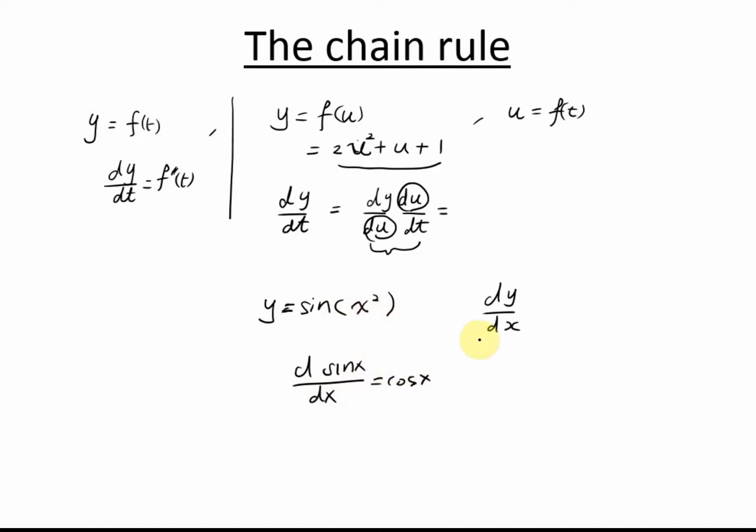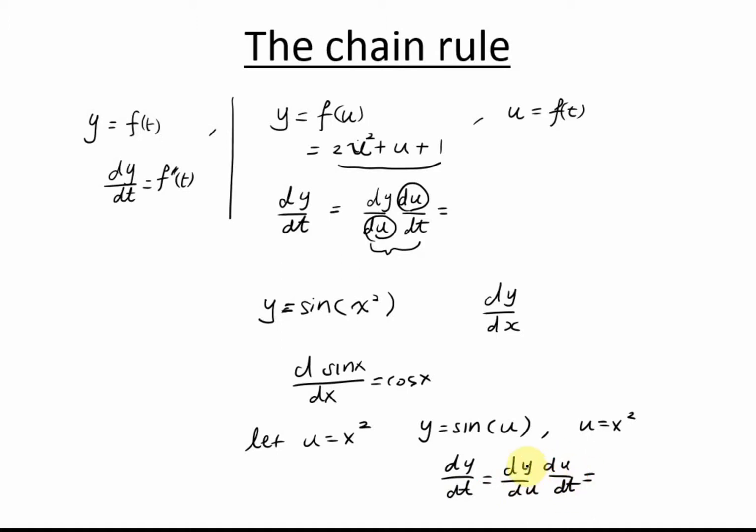It's not the same. So in this one, you can say, let's say u is x squared, then your function can be changed to sine u, and then u is x squared. Then what you need to do is dy dx is equal to dy over du times du over dx. So dy over du is cosine u, and du over dx is 2x, right? So this one is cosine x squared times 2x. So this is the result of your differentiation using chain rule.